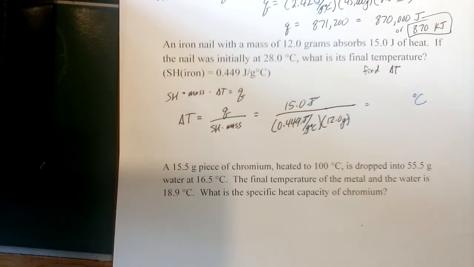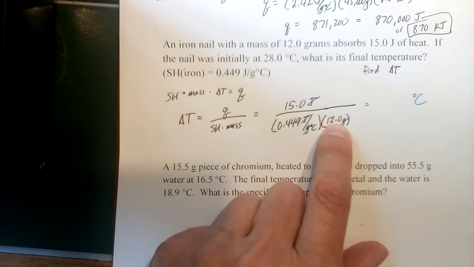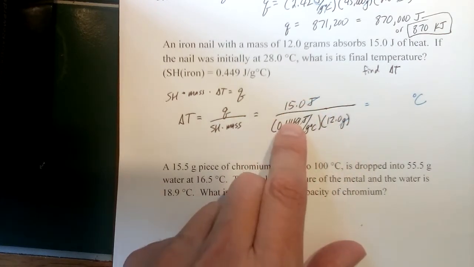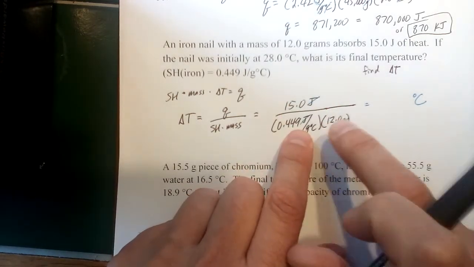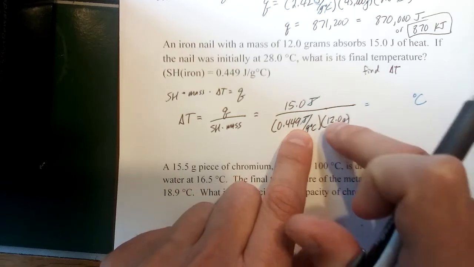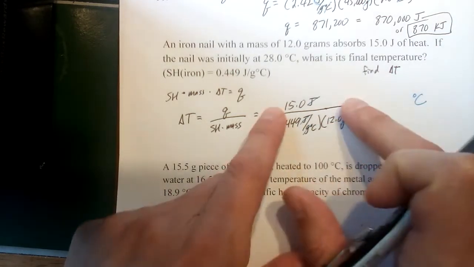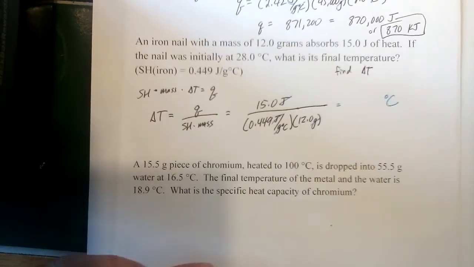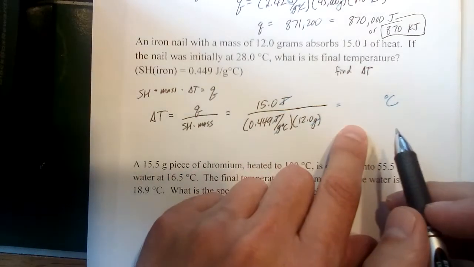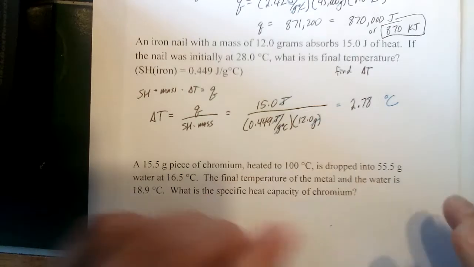So 15 divided by 0.449, right? And then divided by 12. That 12 is still on the bottom of the fraction. So 15 divided by this one, and then that answer divided by 12. Be careful of that. A lot of people will actually multiply by 12 here, and that means you've put 12 back on top. You could multiply these if you used extra parentheses around them, but that's just making your calculation more complicated. So it will work, but you're overcomplicating your calculation. Now, this gives me a temperature change of 2.78 degrees C.